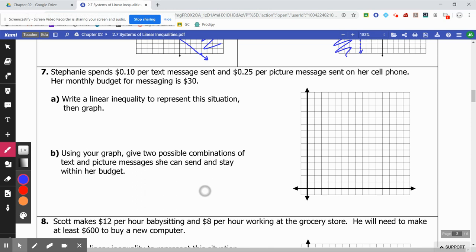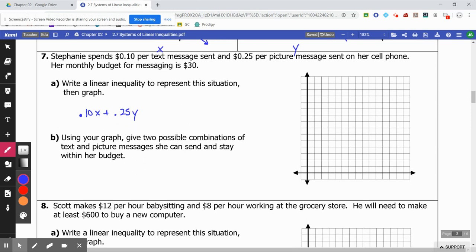Write a linear inequality. So text messages, we'll let be our x's. Picture messages, we're going to let be our y's. So she's going to pay 10 cents for every x, plus she's going to pay 25 cents for every y. So that's going to be the total money right there that she spends. The amount of money that she spends must be less than or equal to $30.